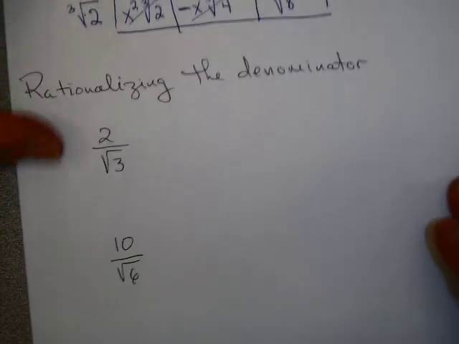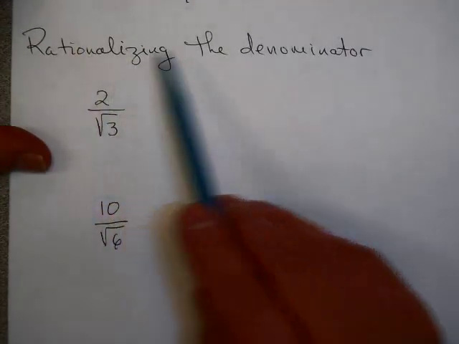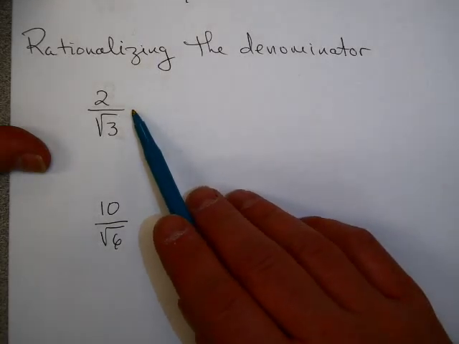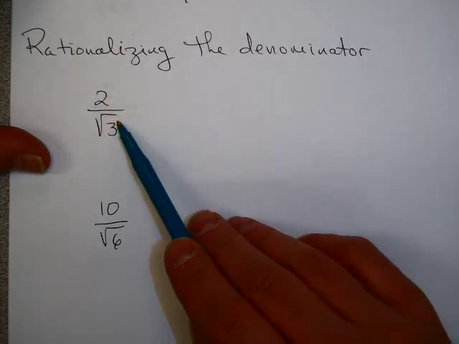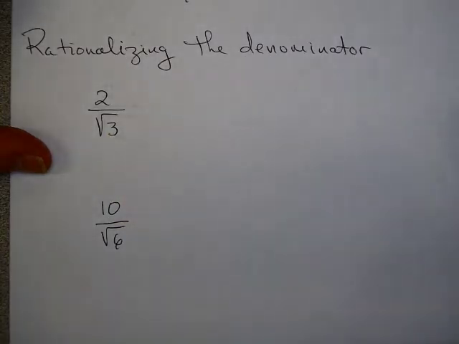Another type of simplification that we use, not as much as we used to, is called rationalizing the denominator. It's a process that when I was young was very important because we didn't have calculators. And sometimes if you took a number divided by a square root, it was difficult to do this without a calculator. And you have an equivalent form that would make it a little bit easier.